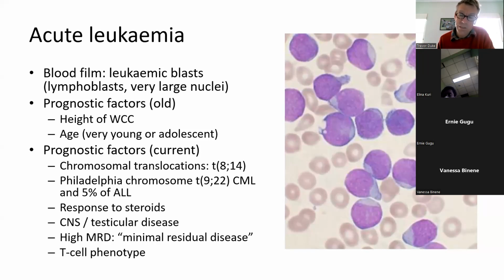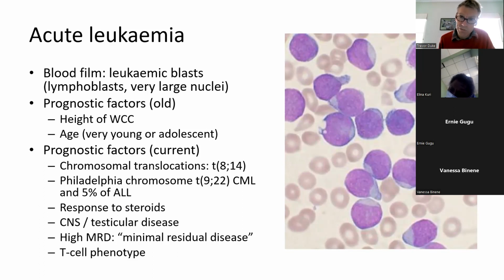But that's changed a bit, and now we have more sophisticated ways of assessing prognosis, and some of those are looking at the chromosomes. And some of those are other things like measuring a response initially to chemotherapy, looking whether the child's got central nervous system and testicular disease. And then after the induction phase of chemotherapy, this is probably the most important thing, is working out whether the child is in remission or not in remission.